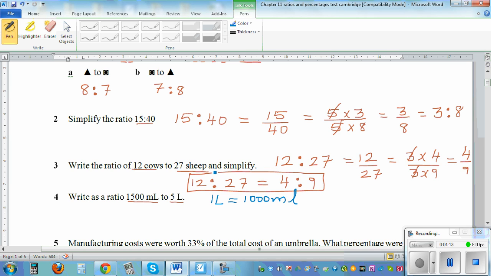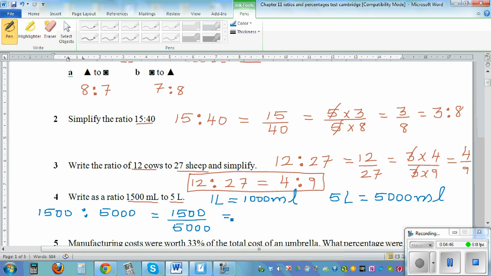So ratio is a form of comparing. So well, that means 5 liters is 5000 milliliters. That's the basic fact you should know. So this is same as asking, 1500 mils is to 5000 mils. And as we did in the previous question, this is same as 1500 out of 5000.